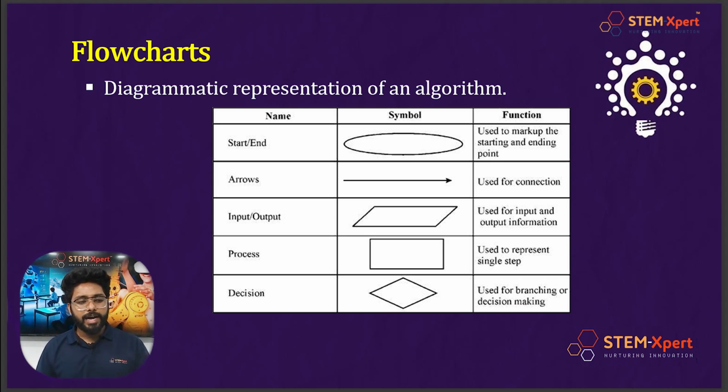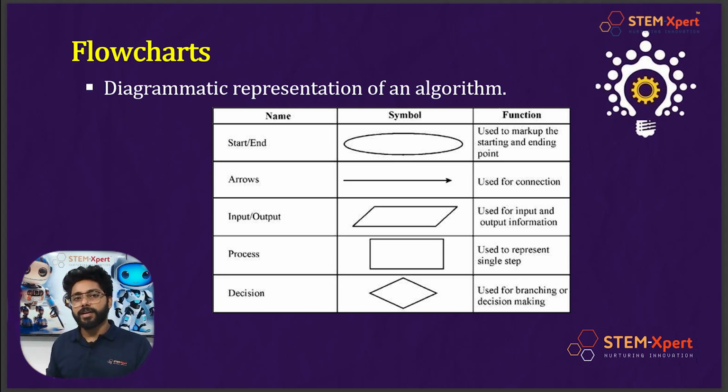So for defining the start and end, we are using this oval shape. The arrows are used for connection. If you want to input something and there is an output, you can use this parallelogram, and for a processing stage, you can use this rectangle. So likewise, if you want to do a certain task, you have to undergo some certain steps, right? So these steps can be represented in a diagrammatic manner.